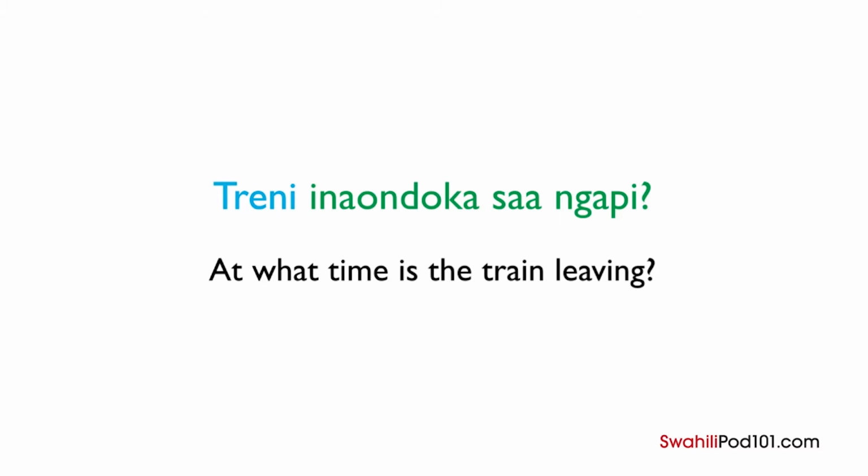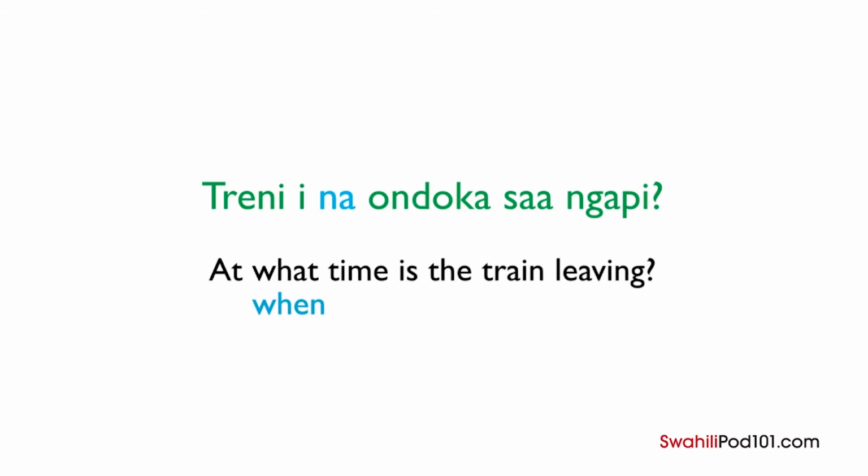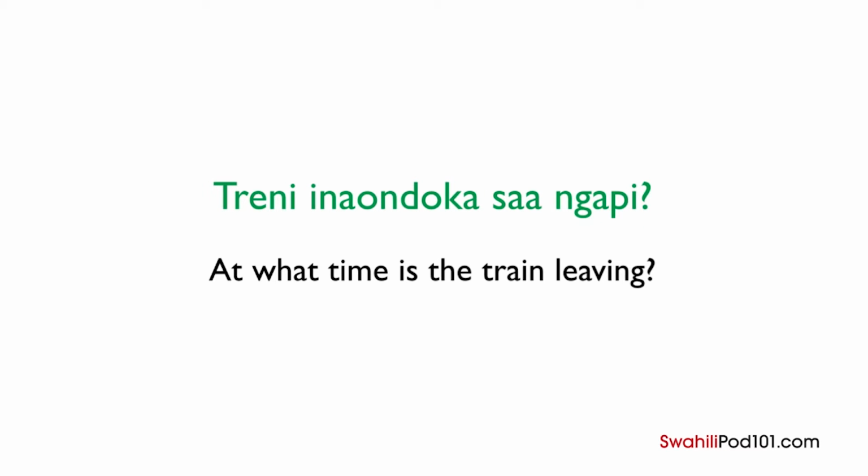First, we have treni, which is the Swahili word for train. The word that follows is inaondoka, which is a one-word sentence that can be broken down like this. I is the pronoun for treni. Na, as you may remember, represents the tense, in this case, when. The last word ondoka means to leave. Altogether we have treni inaondoka sangapi?